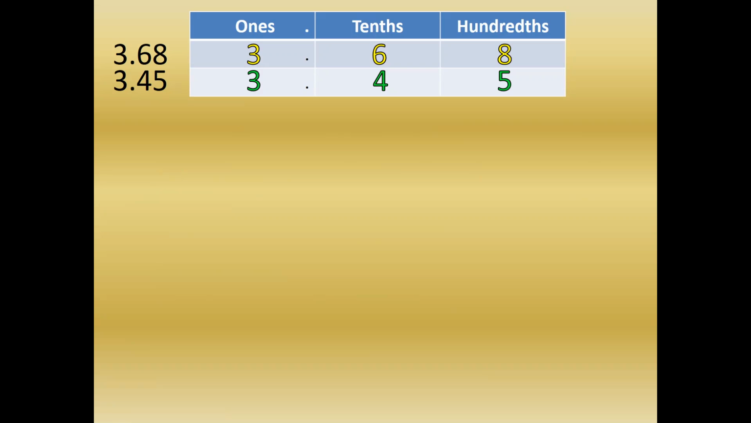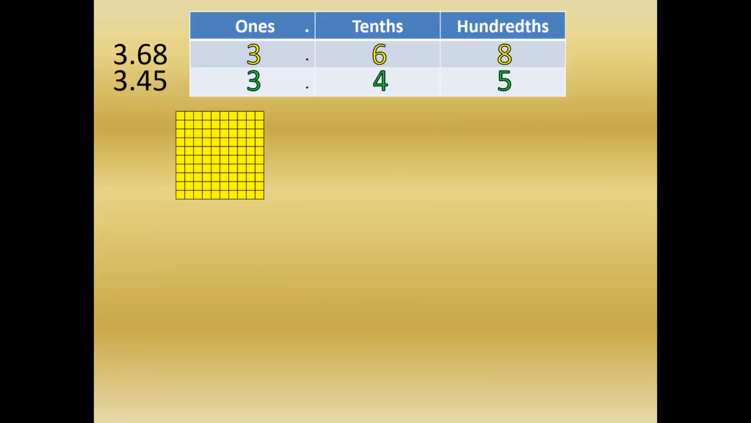So looking at these two, we can figure out which one is greater. So we have to look first at our ones column. Both of them are 3, so that's the same. So far they're equivalent. Then let's look at our tenths column. So 6 is greater than 4. So that means that the 3.68 is a greater decimal than 3.45.